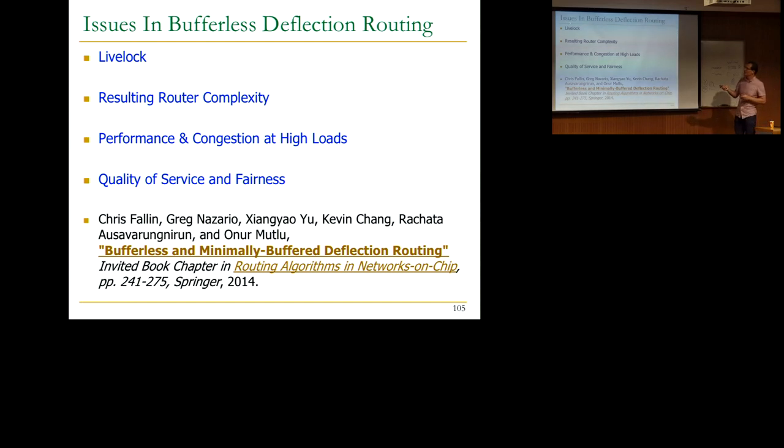Live lock is something we've discussed. Router complexity is something we're going to discuss. And performance and congestion at high loads, actually. So you don't always have these low loads. There are cases where you have high loads, and how you actually provide high performance at high loads becomes important. And we've actually looked at all of these three.